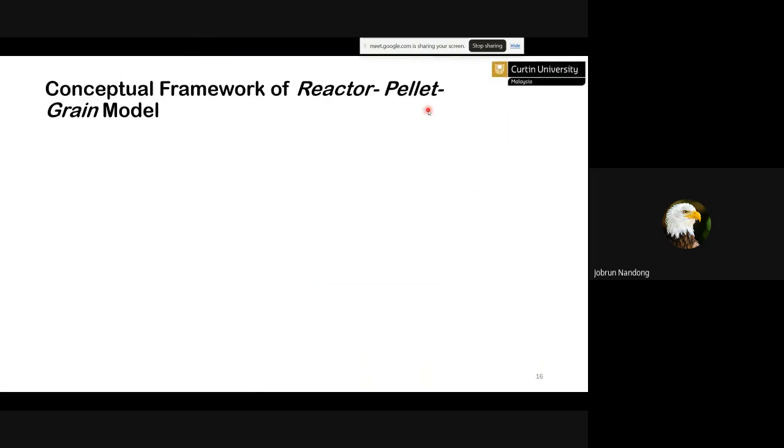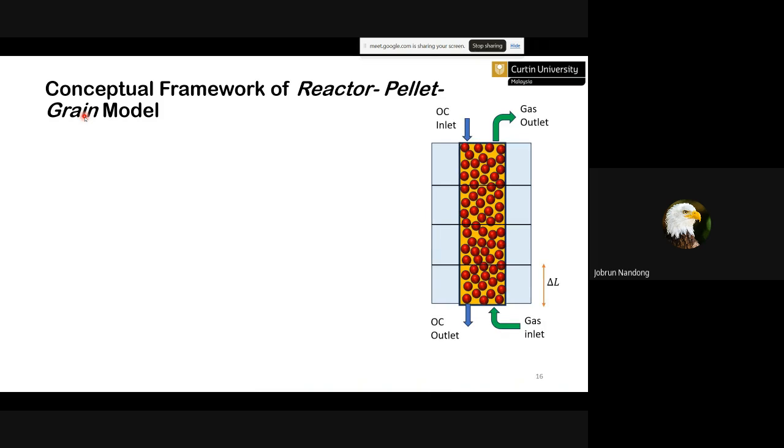Now, the conceptual framework of the reactor pellet grain model. We have three components. One is the bulk reactor. The other one is the pellet void, and also we have the grain, which represents the pellet solid. So now imagine this is your reactor. We lump all the pipes together as a single reactor like this one. Inside the reactor, we have pellets and gas flowing inside there. And outside here, you can have a cooling medium or heating medium.